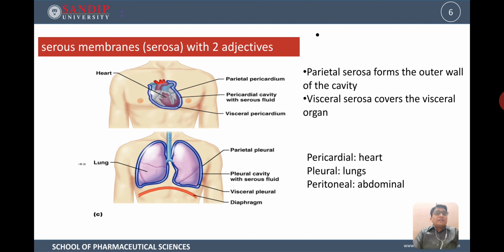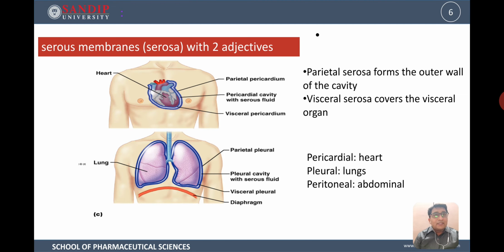In this slide you can observe the red coloration, which is the heart, and the outer membrane is the parietal pericardium. Peri means outer. That is how we can remember it: the outer layer of any organ is known as peri. This membrane is concerned with the heart, and that's why it is known as the pericardium. Card means concerned with the heart.